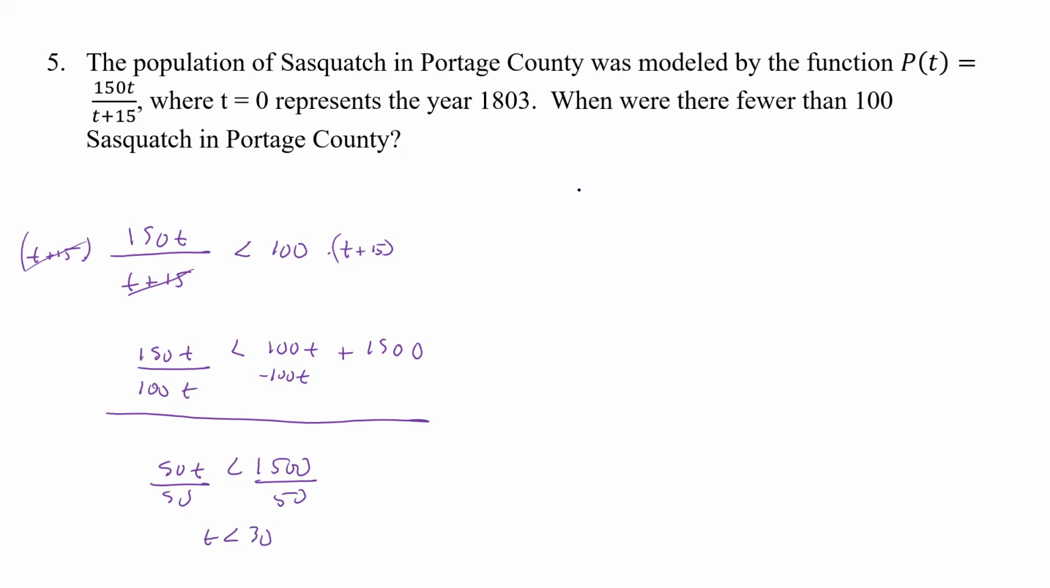So that means I'm going to go from, when was it fewer than? Well, between 1803, and if we add 30 to that, that's going to be 1833, because it has to be less than that. So 1832 is less than that, and so that would be the number of years that is in that range of less than 100. All right, let's pause there.